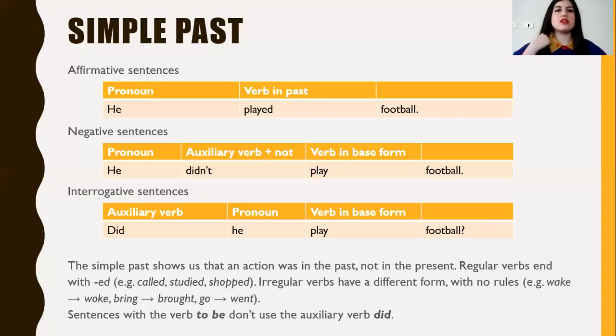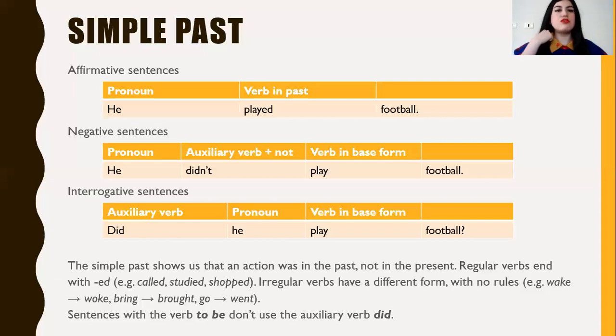For negative sentences, we don't have the verb in the past form, in negative sentences or in questions. We only have the verb in the past form in the affirmative sentences. For negative sentences, we use the auxiliary verb did plus not. So instead of saying he didn't played football, we don't change the verb into the past form when we have negative sentences. Remember that, please.